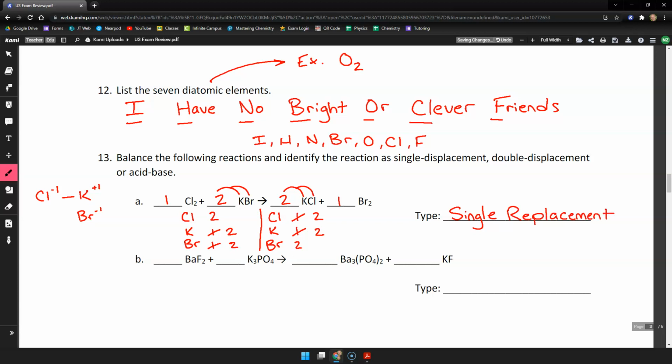Okay, so single replacement will always be one thing by itself, which was the chlorine in this case, and then you had a compound, which was the potassium bromide. So the chlorine switched out with the bromine. That was a single replacement.